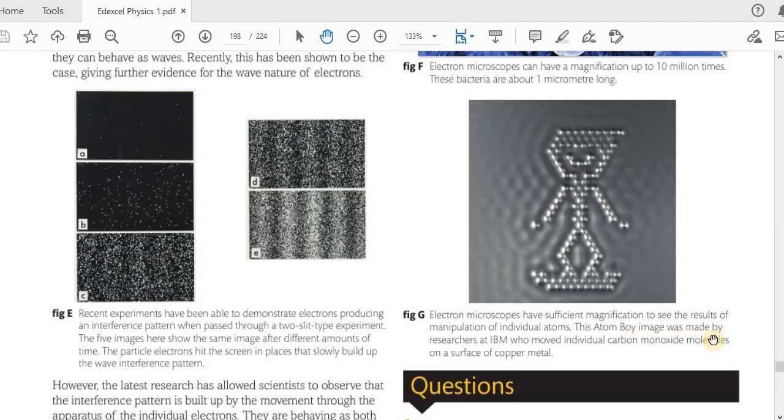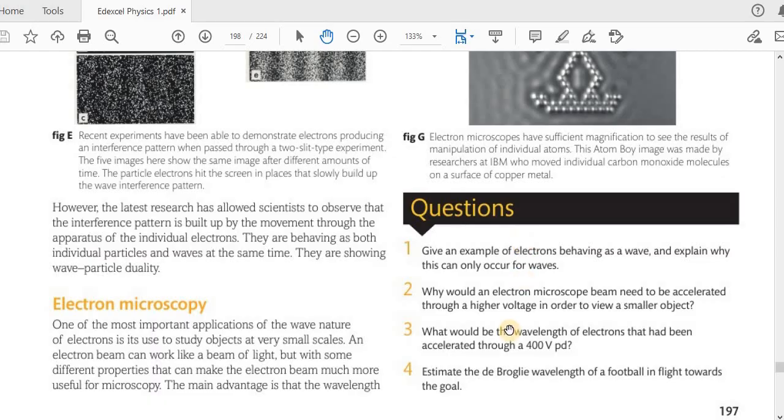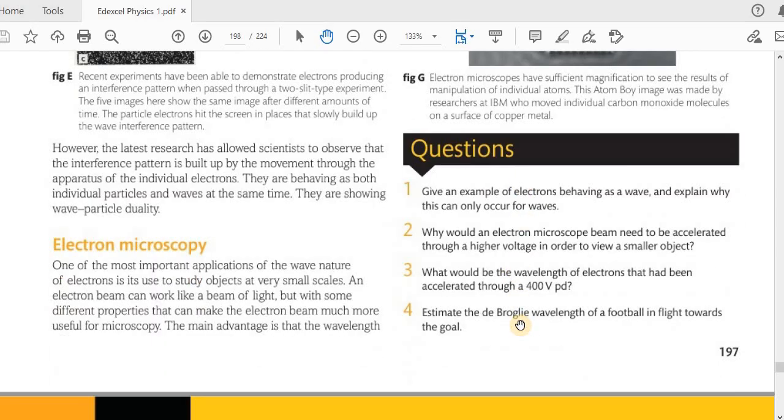This atom boy image was made by researchers at IBM who moved the individual carbon monoxide molecules on a surface of copper metal. So you can see the manipulation of individual atoms. Atom boy was made by researchers at IBM who moved individual carbon monoxide molecules on a surface of copper metal. Alright, so we have arrived at the end of this chapter.